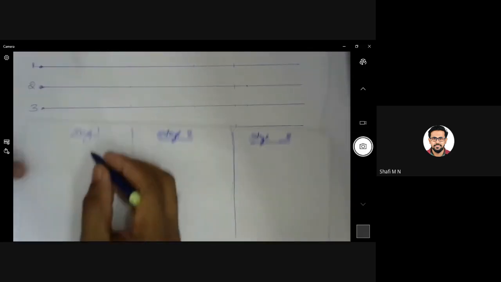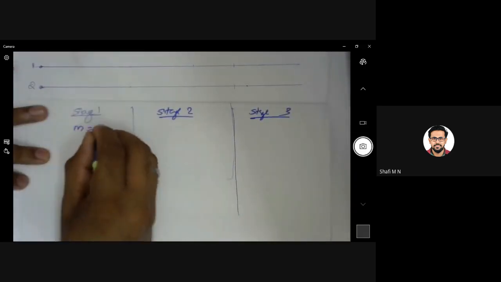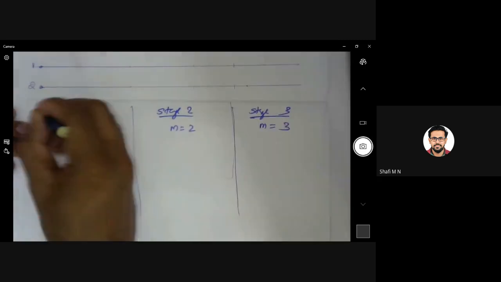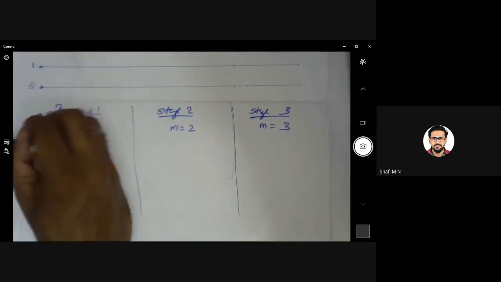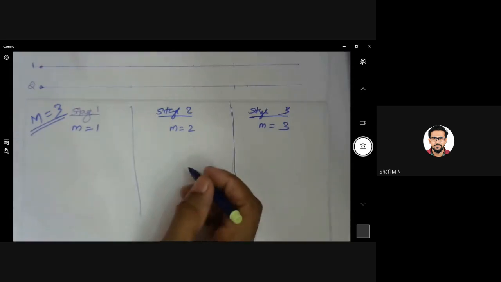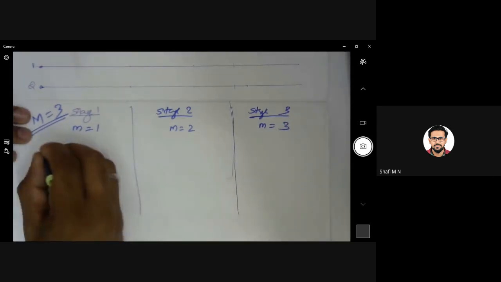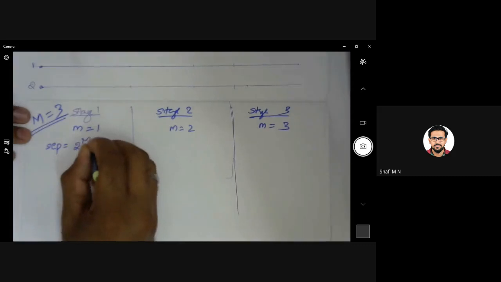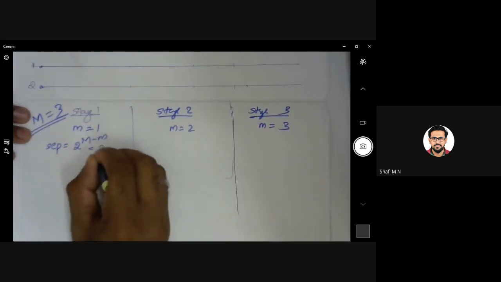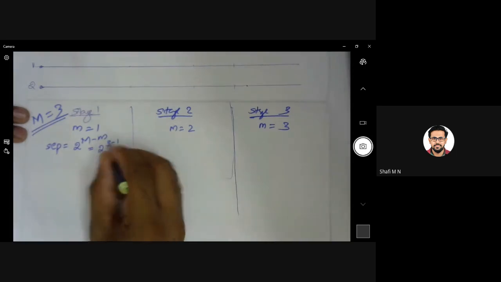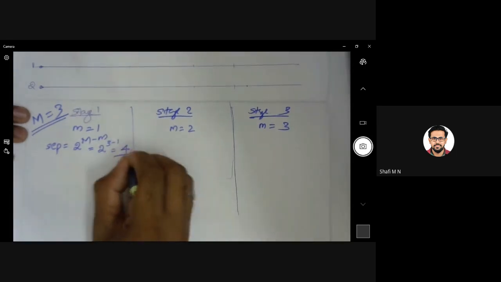The difference in the stages is you will have small m equal to 1, small m equal to 2, and small m equal to 3. And remember, capital M is 3 in our case, because 2 raised to 3 is 8. You are doing an 8-point FFT. So here the separation between the arms, let's calculate that. The equation is 2 raised to M minus m, so this is 2 raised to 3 minus 1, 2 square, that is 4. Here the separation is 4.